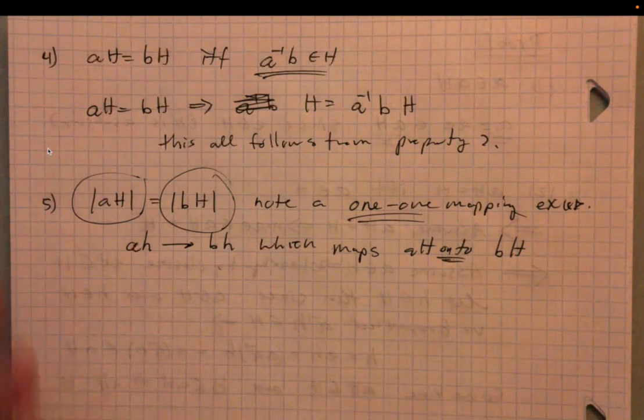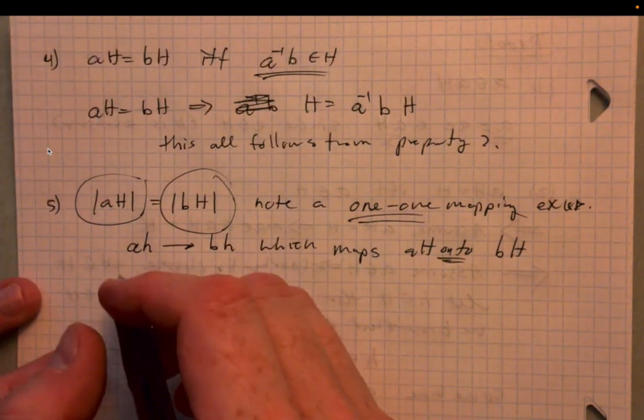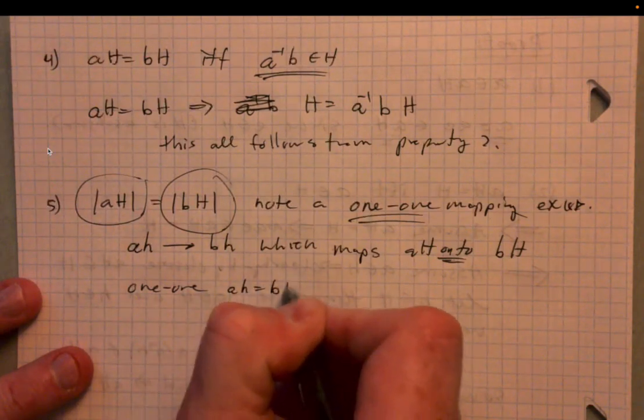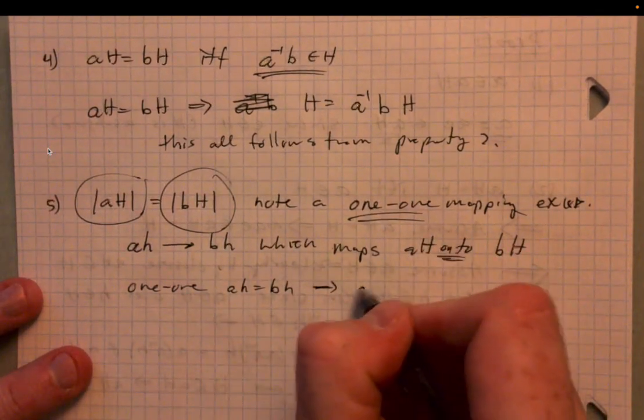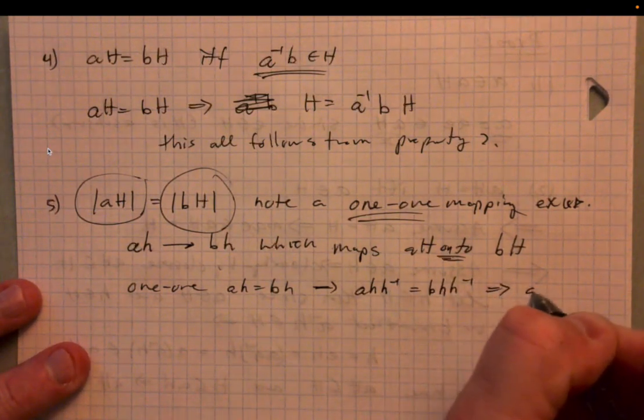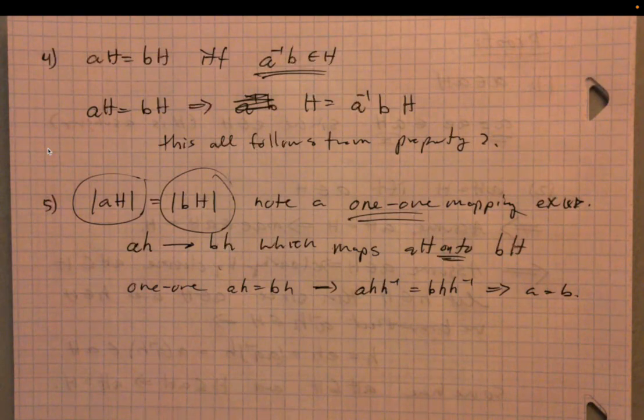Okay. Now the one-to-one, hopefully you can see that, right? If AH equals BH, then AH, H inverse equals BH, H inverse implies A equals B, right? So it's really straightforward to see that.